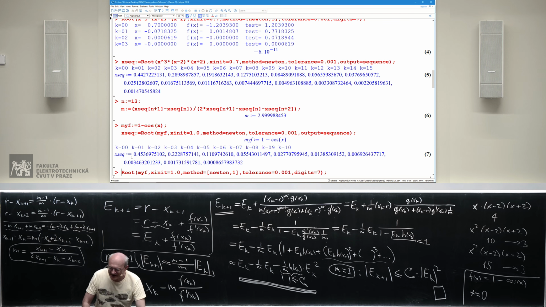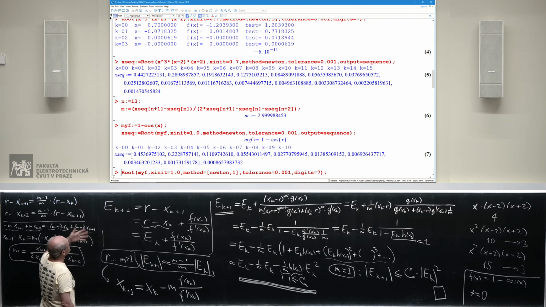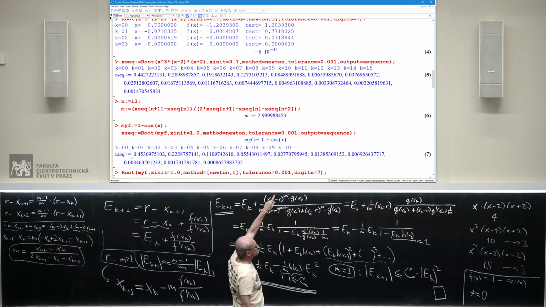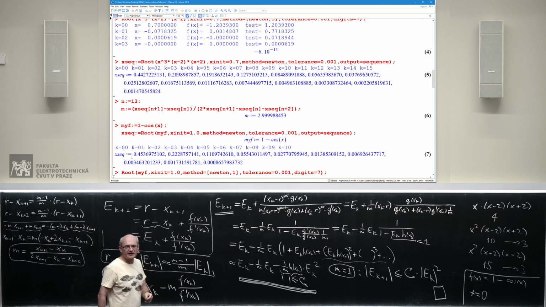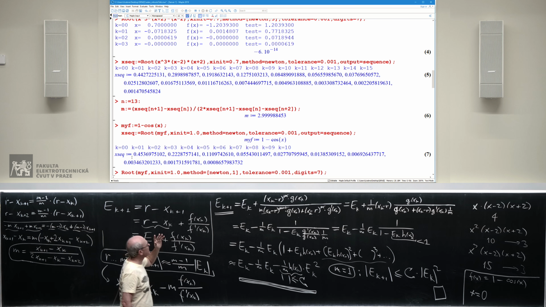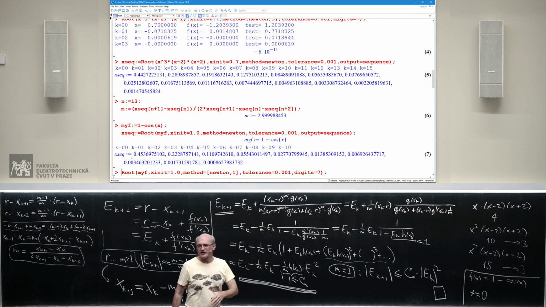First, I'm going to try the usual Newton method, and to get to the answer, I needed 10 iterations, which is, well, not exactly as quick as I would expect. So it makes me suspicious that the root I'm looking for is of higher multiplicity.